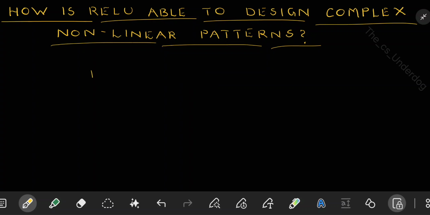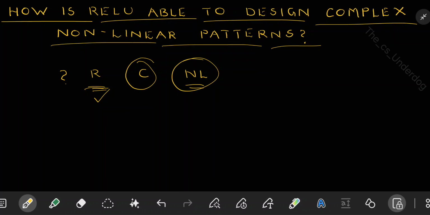How is ReLU able to design complex non-linear patterns? This is a doubt that you can have because the ReLU function looks almost linear. Then how is it even possible that a function that looks almost linear, at very simple designs, designs something very complex and very non-linear? Because the whole purpose of your neural network, with a lot of layers, is that you should be able to design complex non-linear patterns.